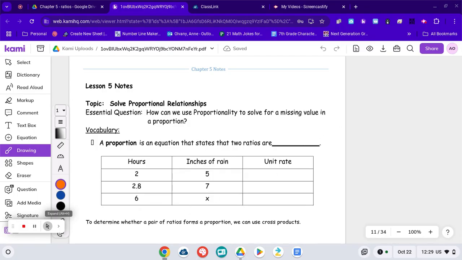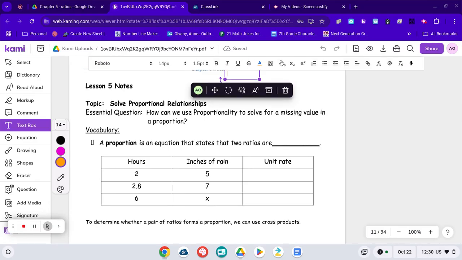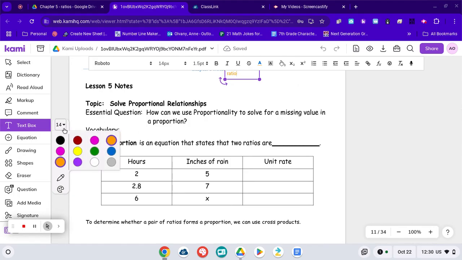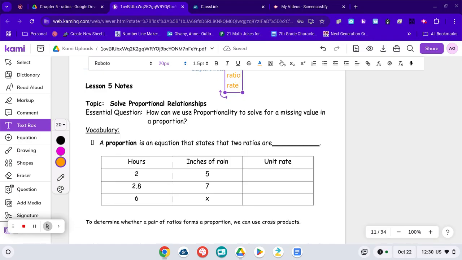So today we're going to solve proportional relationships. So we need to know what a proportion is. I like to start from the very beginning, remembering what a ratio is, okay? So a ratio is a comparison of two numbers by division. And then a more specific ratio is called a rate. A rate is a comparison of two numbers that can be measured.